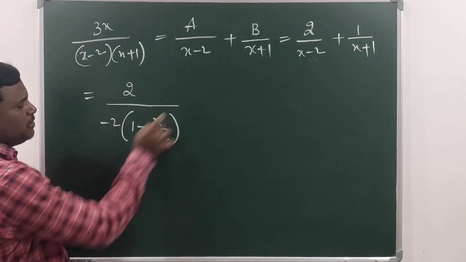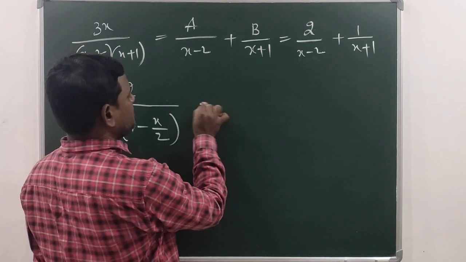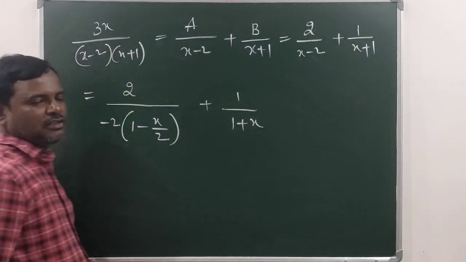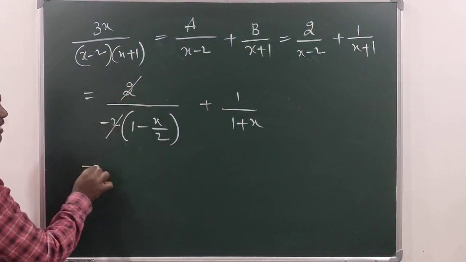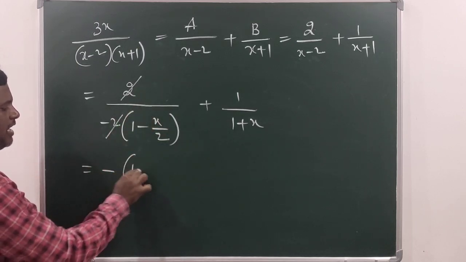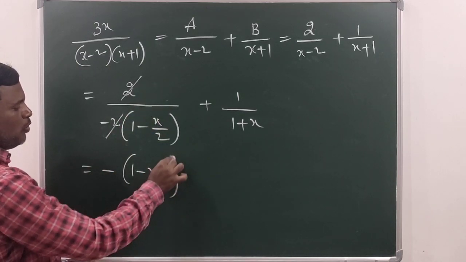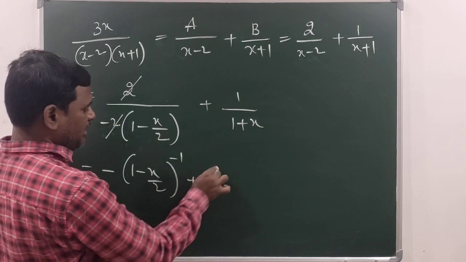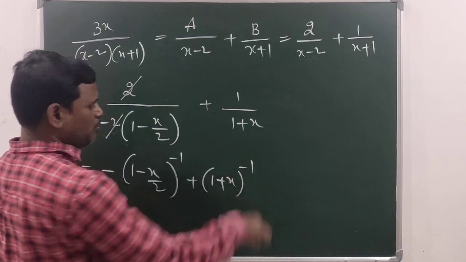I hope you have understood this. Now in the next step, here x plus 1 is given, but write here 1 plus x. Now this 2 cancels. So here, when you take this one into the numerator, you will get 1 minus x by 2 whole power minus 1. So here it can be written 1 plus x whole power minus 1.